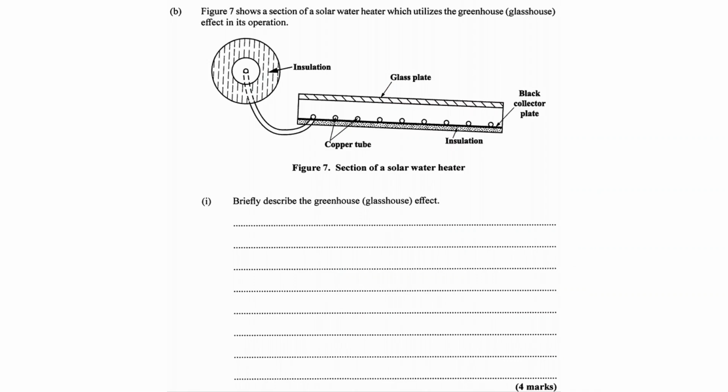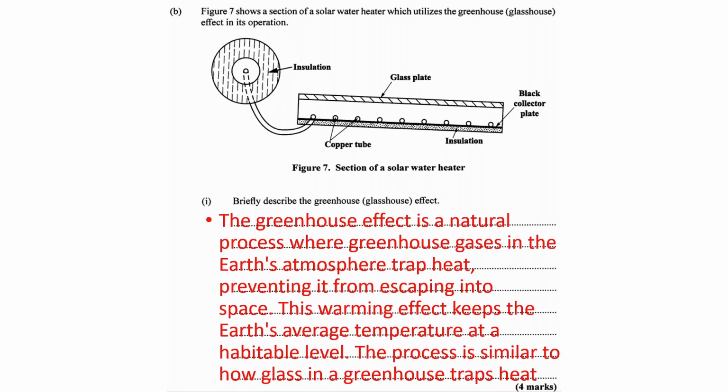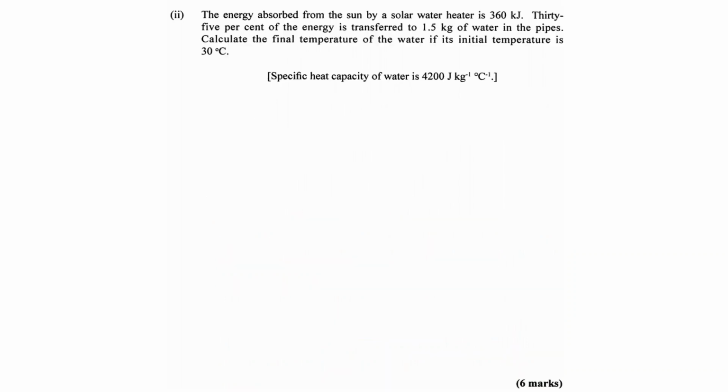Part B. Figure 7 shows a section of a solar water heater which utilizes the greenhouse or glasshouse effect in its operation. Part 1. You're to briefly describe the greenhouse/glasshouse effect. So you could say something like, the greenhouse effect is a natural process where greenhouse gases in the Earth's atmosphere trap heat, preventing it from escaping into space. This warming effect keeps the Earth's average temperature at a habitable level. The process is similar to how glass in a greenhouse traps heat.